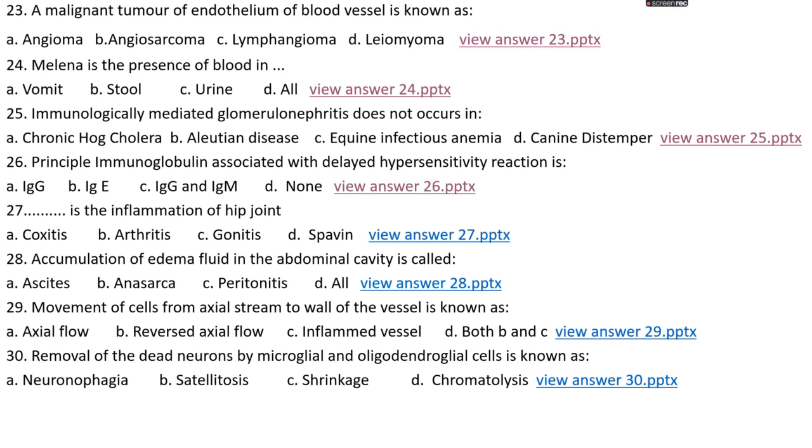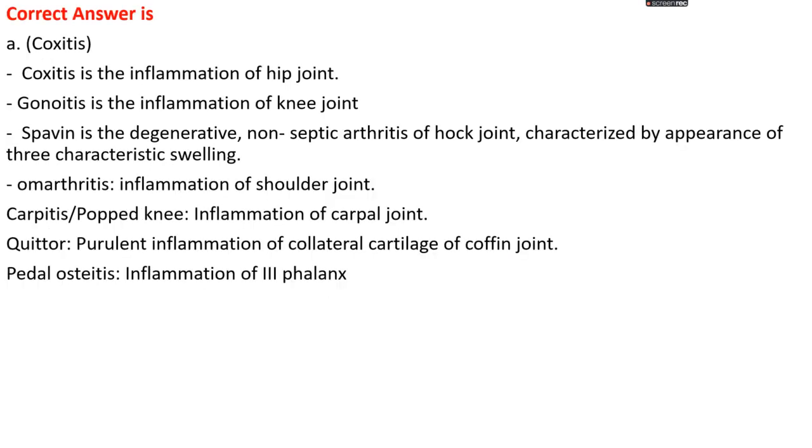Question number 27. Dash is the inflammation of hip joint. Option A, coxitis. Option B, arthritis. Option C, gonitis. Option D, spavin. The right answer is option A, that is coxitis. Coxitis is the inflammation of hip joint.